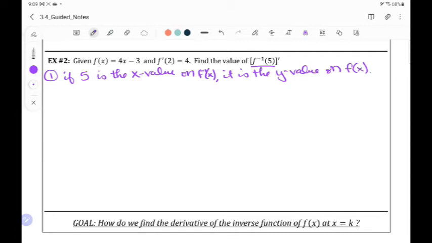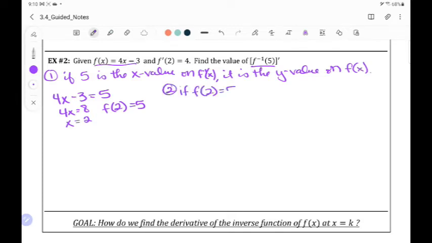See, we can use our original function f of x right here and set it equal to 5, because it's now the y value, I can solve. So if 4x equals 8, then x equals 2. So that means f of 2 equals 5, right? That's good information to know. So what does that tell us? If f of 2 equals 5, f inverse of 5 equals 2. So we know this much so far. So let's keep going now.